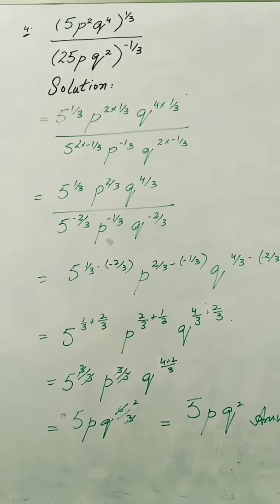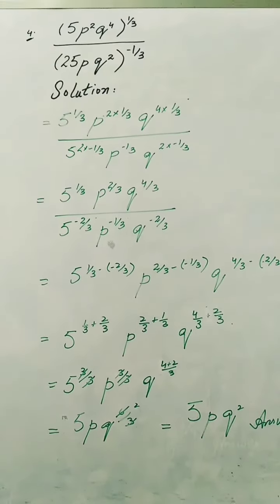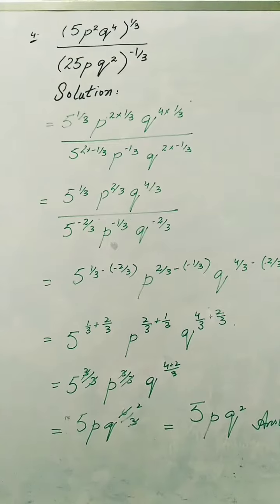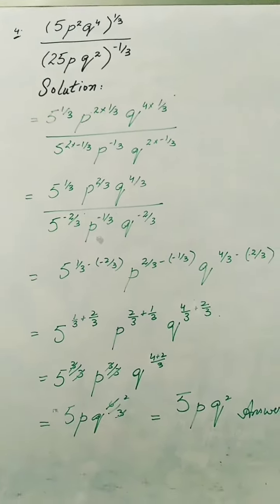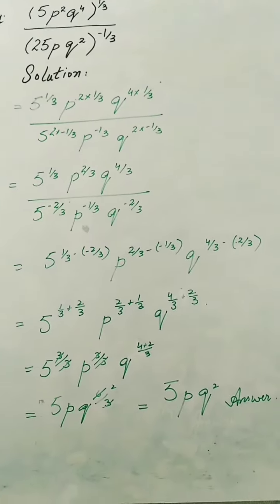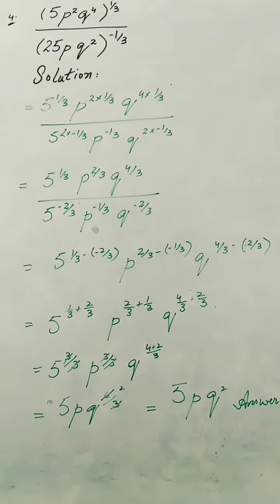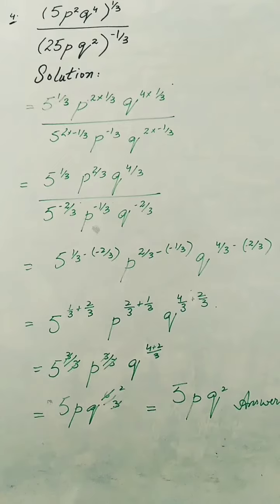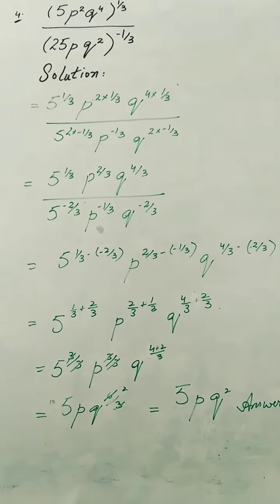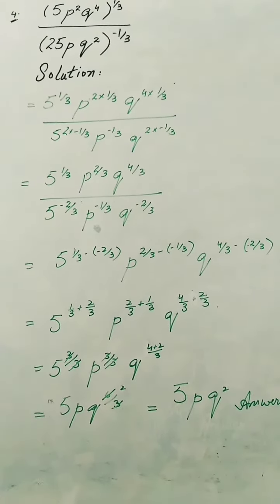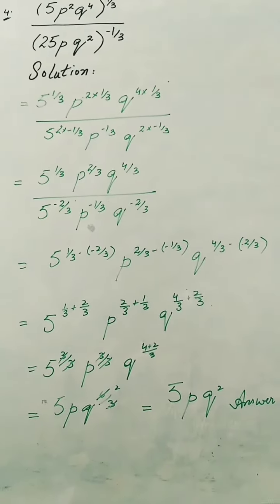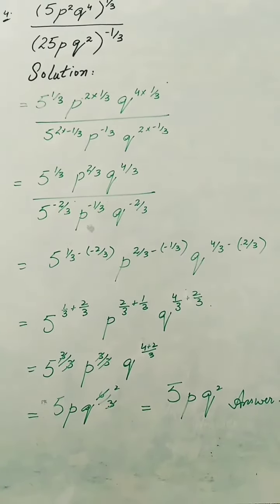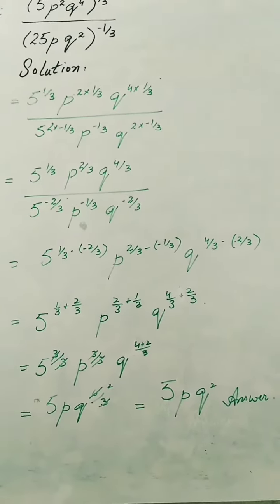p becomes p power minus 1 over 3, q square multiplied by minus 1 over 3, and the factor will be reduced as 5 raised to the power 1 over 3, p raised to the power 2 over 3, q raised to the power 4 over 3 divided by 5 raised to the power minus 2 over 3, p raised to the power minus 1 over 3, q raised to the power minus 2 over 3.